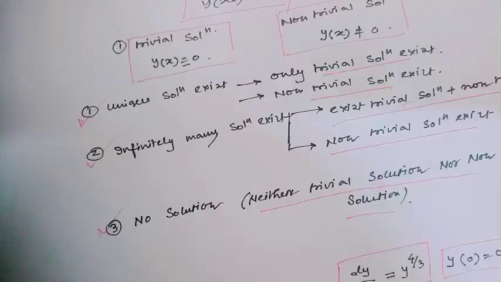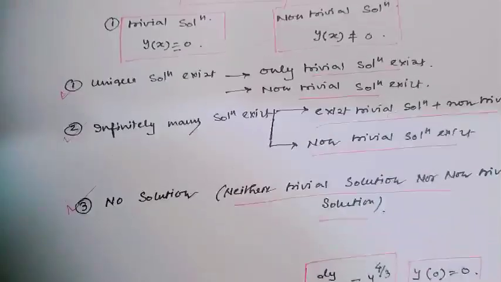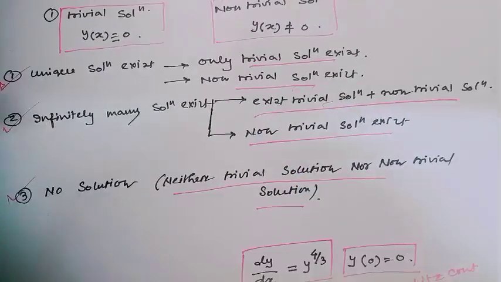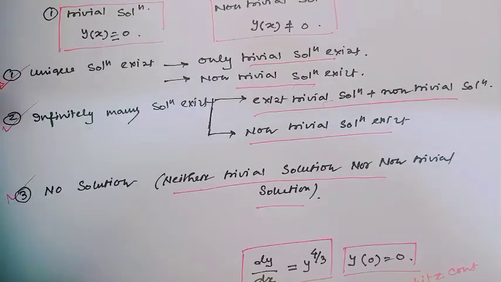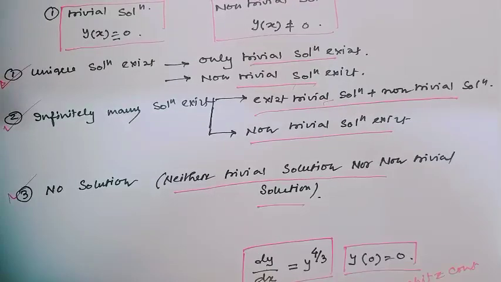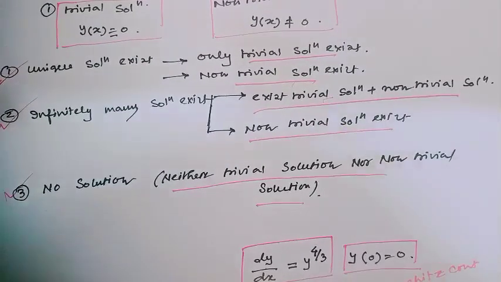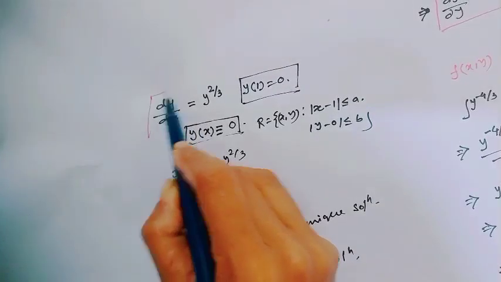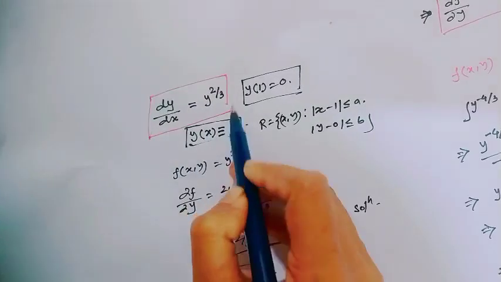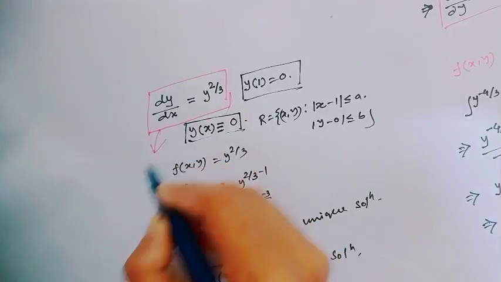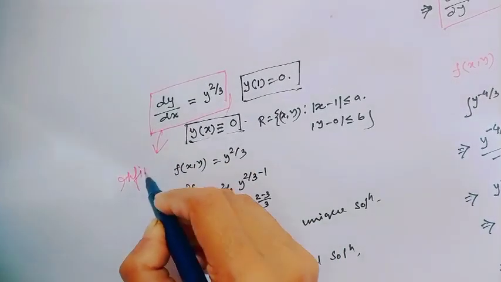And I got this idea a few minutes ago. When there exist infinitely many solutions, then the solution would be of the type trivial solution plus non-trivial solution, or non-trivial solution. Okay? I hope all my viewers have understood. It means that for this differential equation, there exist infinitely many solutions.